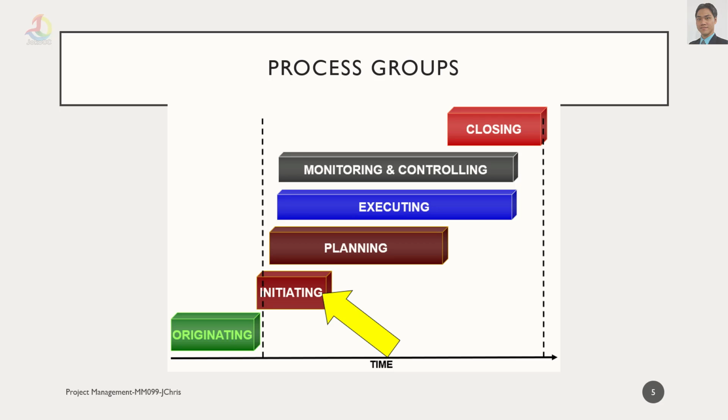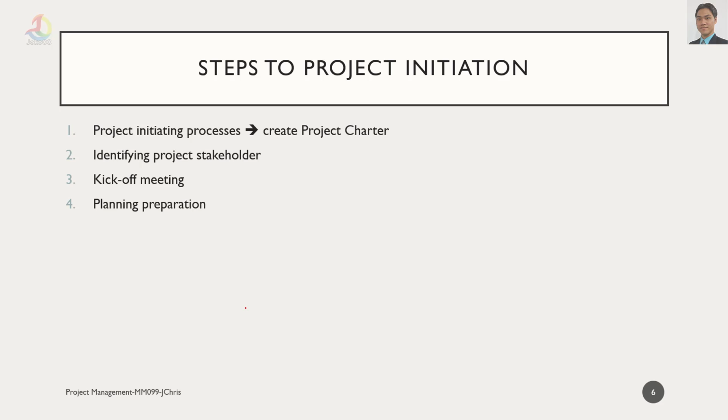There are 6 process groups shown here in the picture for project management: originating, initiating, planning, executing, monitoring and controlling, and last but not least, closing. Now we're going to talk about this one, initiating. There are 4 big steps to project initiation: the project initiation process to create the project charter, identify the project stakeholders, hold a kickoff meeting, and plan the preparation.